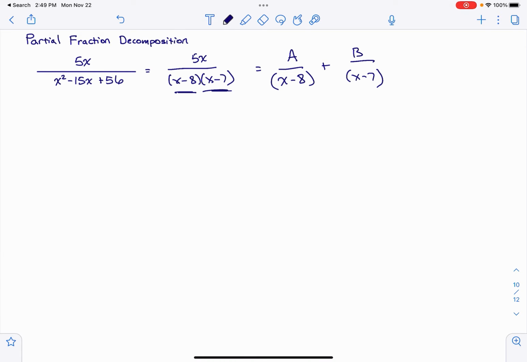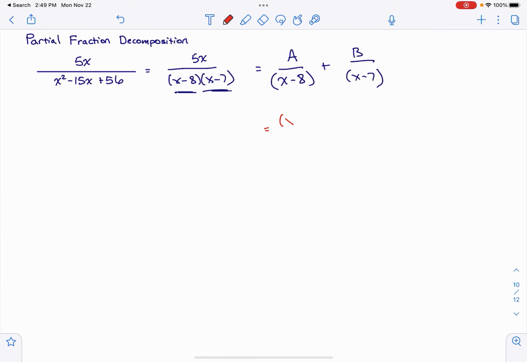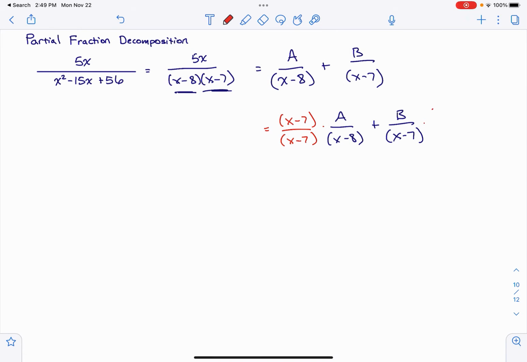Now, in order to add those fractions together, we need a common denominator. So now we're going to kind of re-engineer it. We're going to multiply the left one by (x minus 7) over (x minus 7). That's just a fancy version of 1, because you can only multiply a fraction by 1 to keep it the same. And then the right fraction, we're going to multiply by (x minus 8) over (x minus 8).